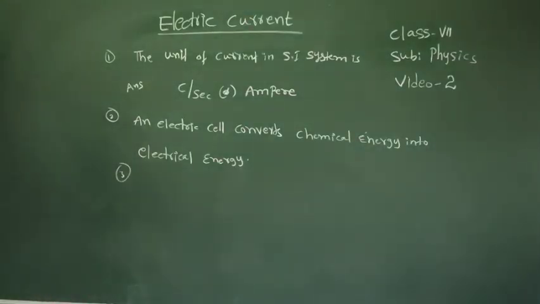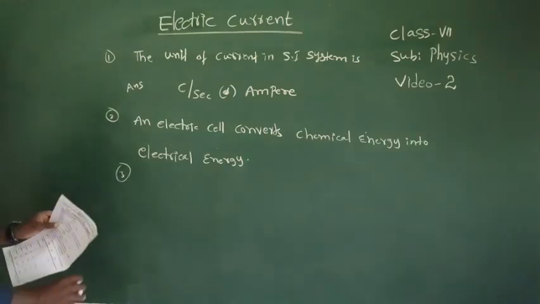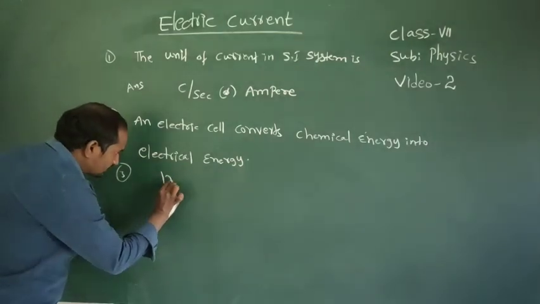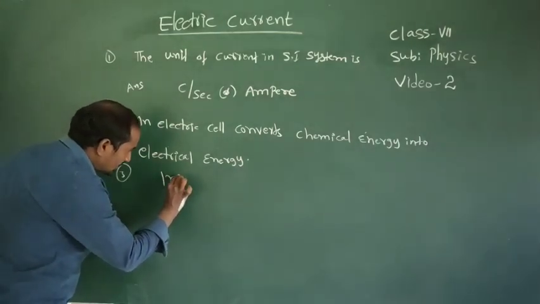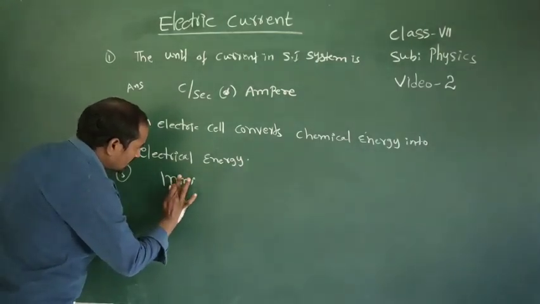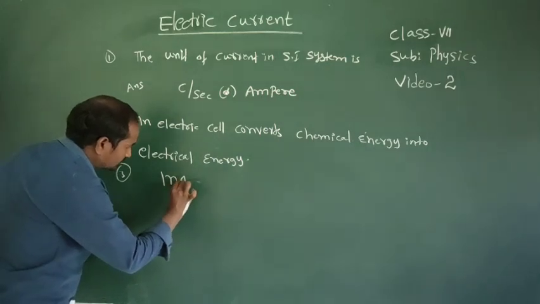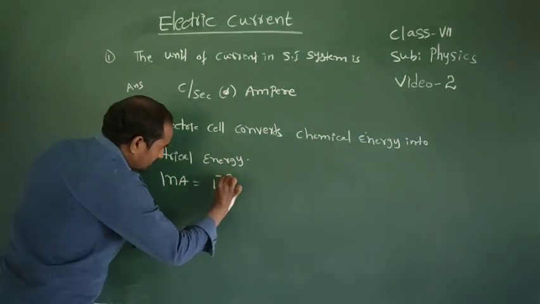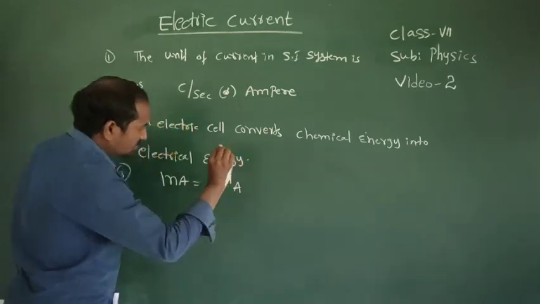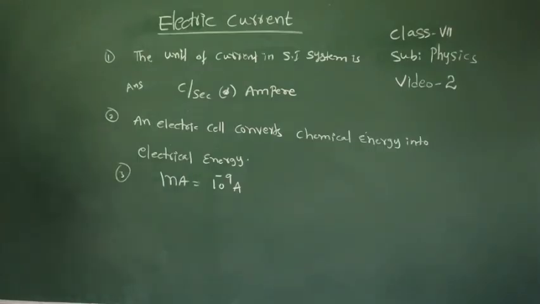Third one, 1 nano ampere equal to dash ampere. 1 nano ampere equal to 10 power minus 9 amperes.